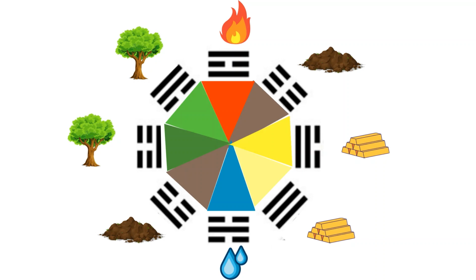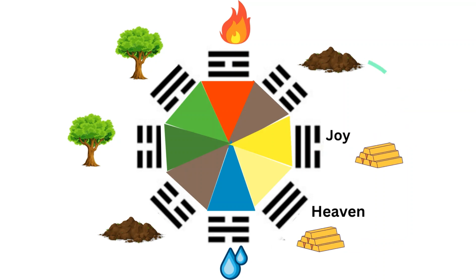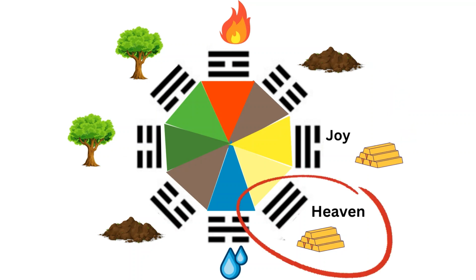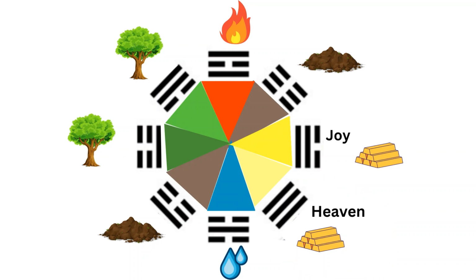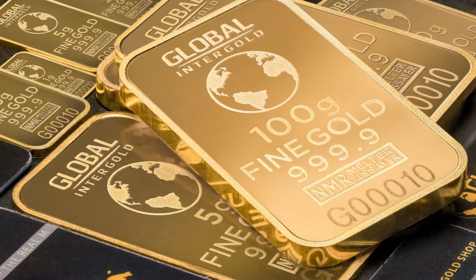additional meaning. We have learned that soil generates metal. Both trigram heaven and joy attribute to metal. Let's talk about trigram heaven first. Heaven represents toughness and firmness, persistent strength. As we all know, gold is the most precious metal. It is also the hardest material in the world.